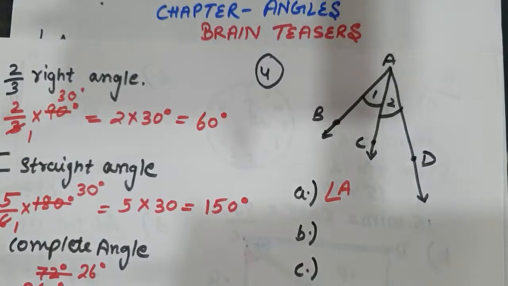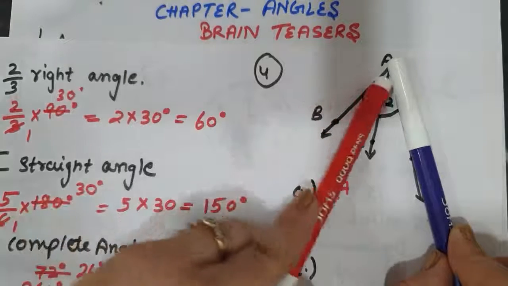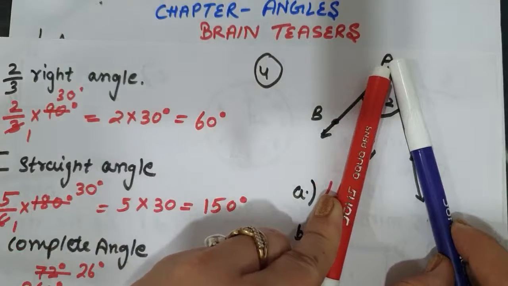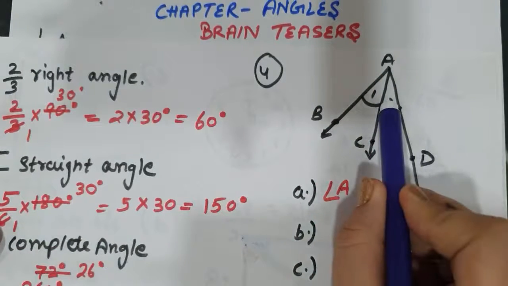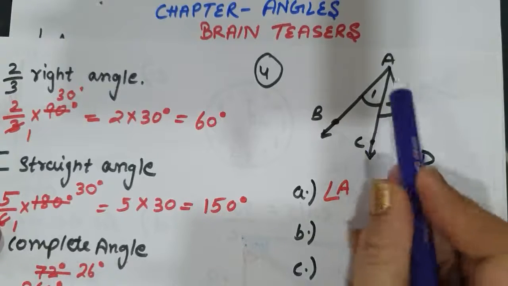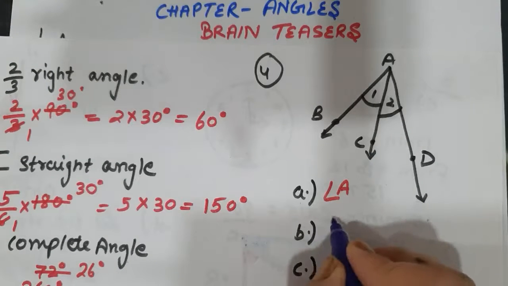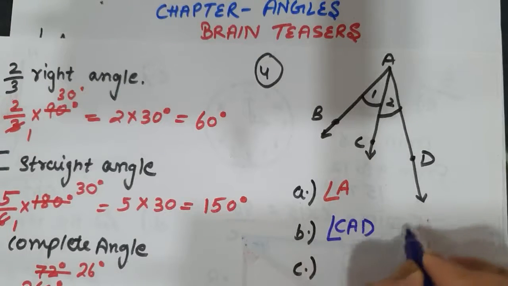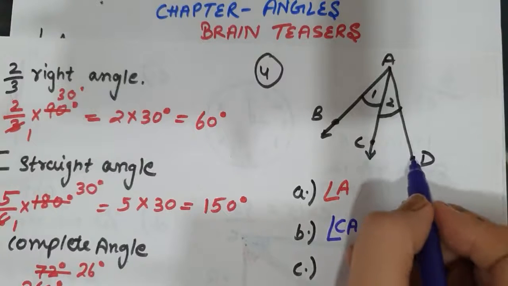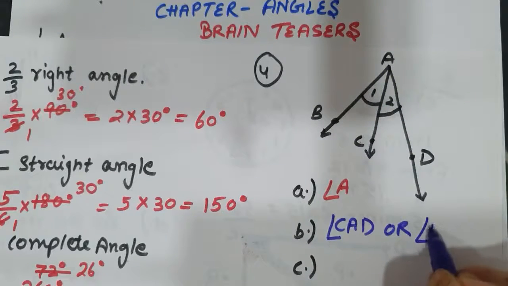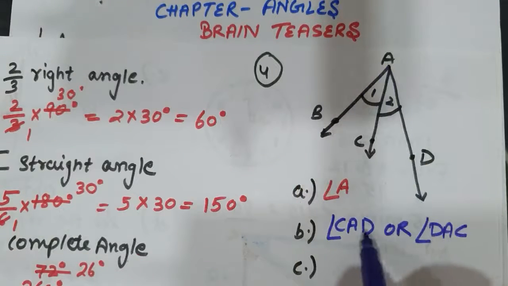Same way, second one, another name for angle 2. What is another name for angle 2? So if I talk about angle 2, these are the two arms of angle 2. So either I can write angle 2 and what could be the another name? CAD. This is angle 2. Angle CAD. Or you can also write DAC. The only point to be remembered is that the vertex will come in the center.